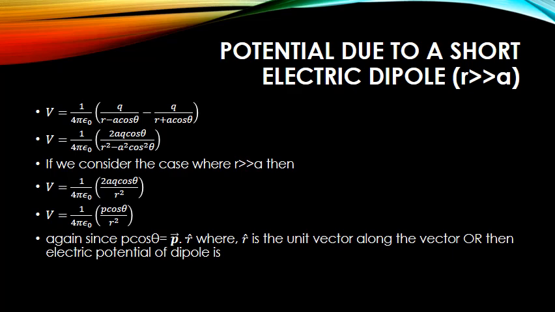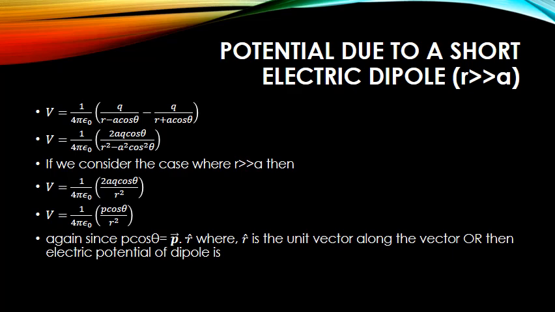On simplification, this yields V equal to 1 by 4 pi epsilon 0, 2aq cos theta by r square minus a square cos square theta. Since we have assumed the distance r to be much greater as compared to the semi-dipole length a, the quantity a square cos square theta can be neglected as compared to r square, so that we get V equal to 1 by 4 pi epsilon 0, 2aq cos theta by r square.